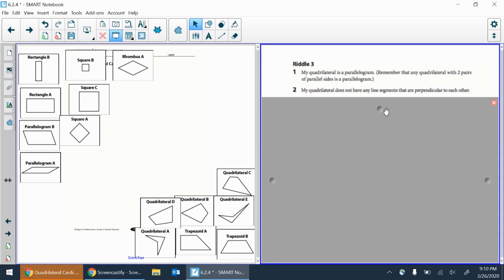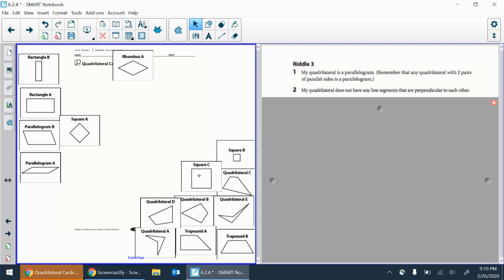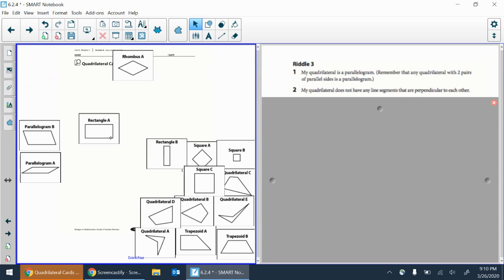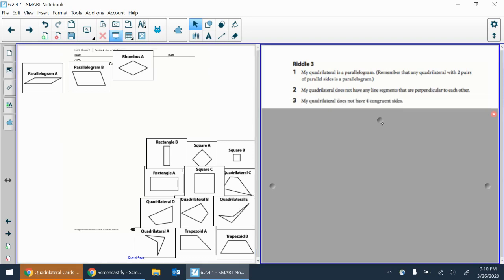Next clue. My quadrilateral does not have any line segments that are perpendicular to each other. Remember, perpendicular makes a 90-degree angle. So that would be like our squares. Our squares all have right angles and 90-degree angles. Those mean the same thing. Okay. A rhombus does not have 90-degree angles, and neither do our parallelograms. So I'm going to keep looking at those 3 shapes as we figure out clue number 3.